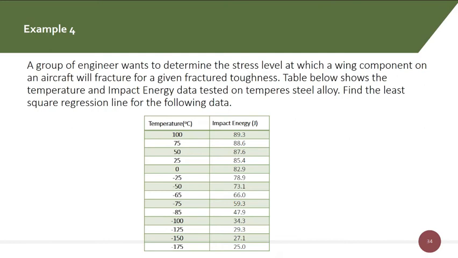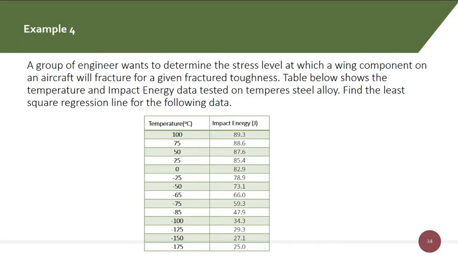Let's look at example 4. A group of engineers wants to determine the stress level at which a wing component on an aircraft will fracture for a given fracture toughness. The table below shows the temperature and impact energy data tested on tempered steel alloy. Find the least square regression line for the following data.